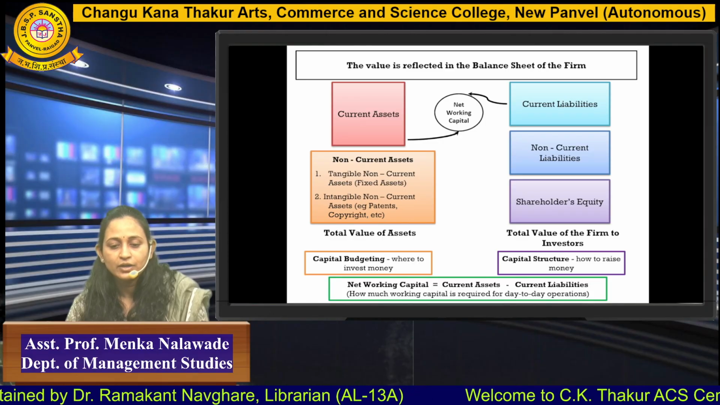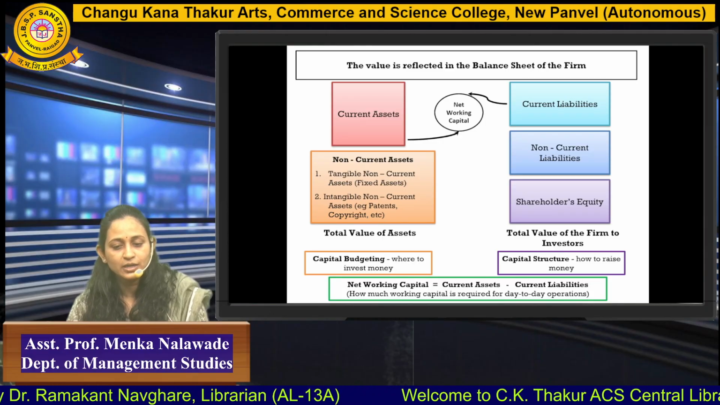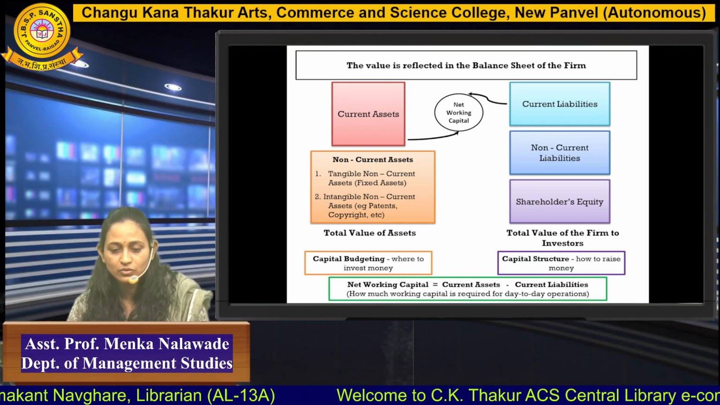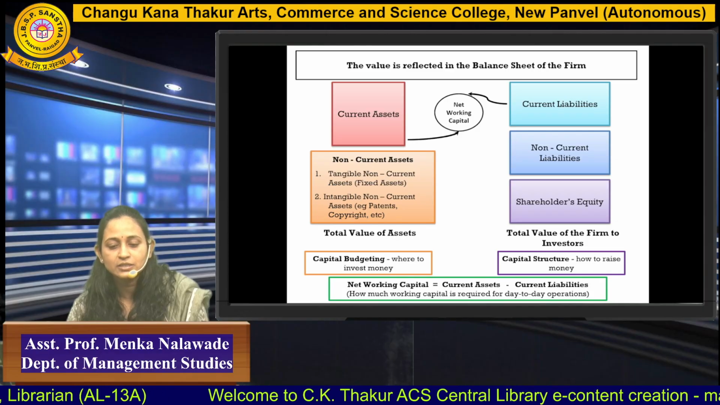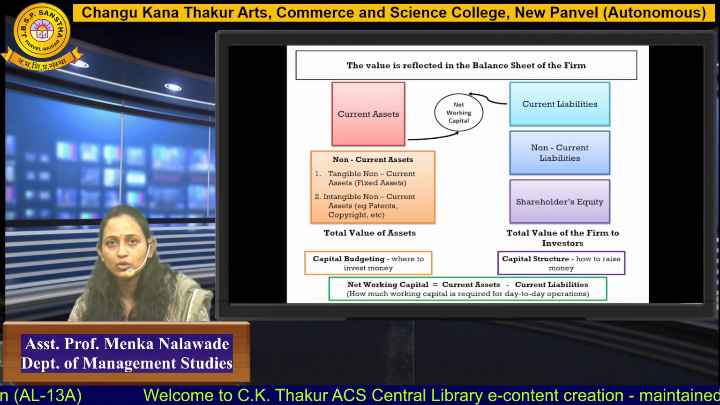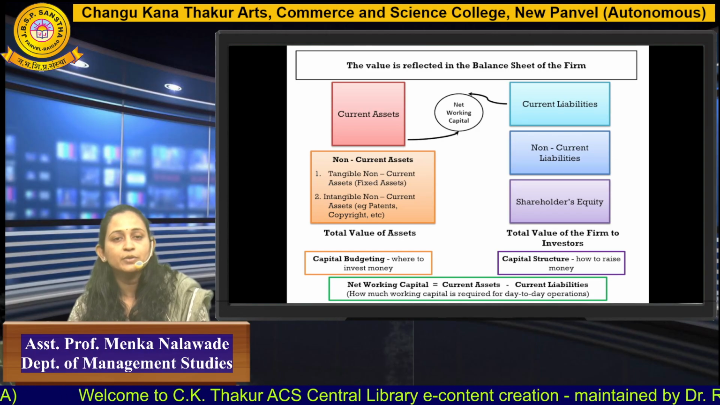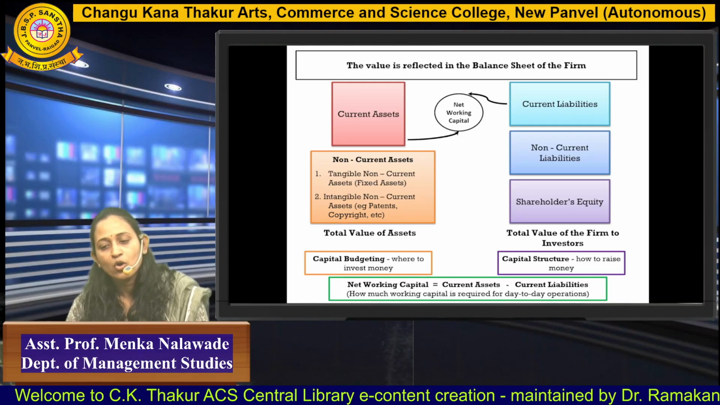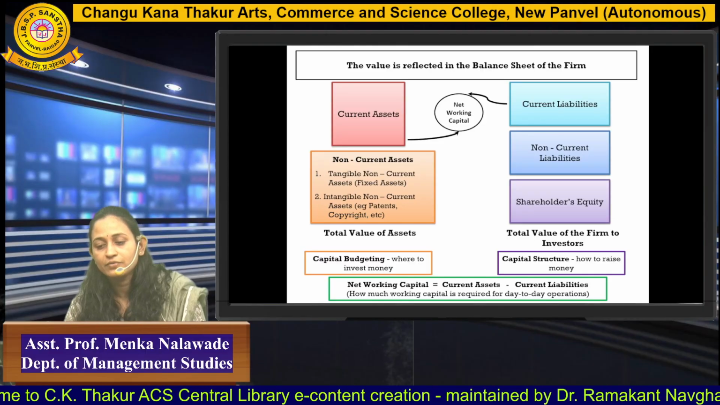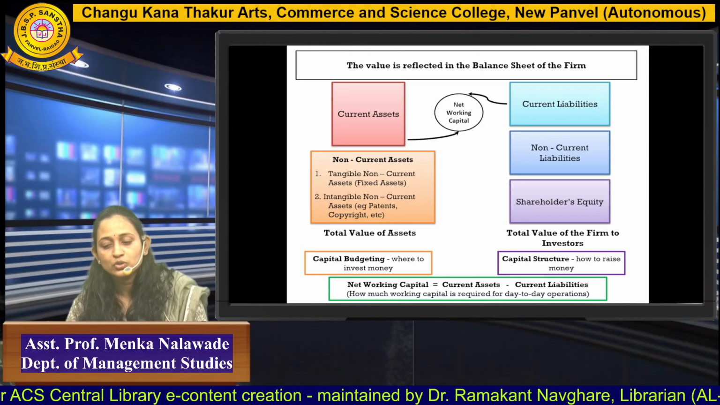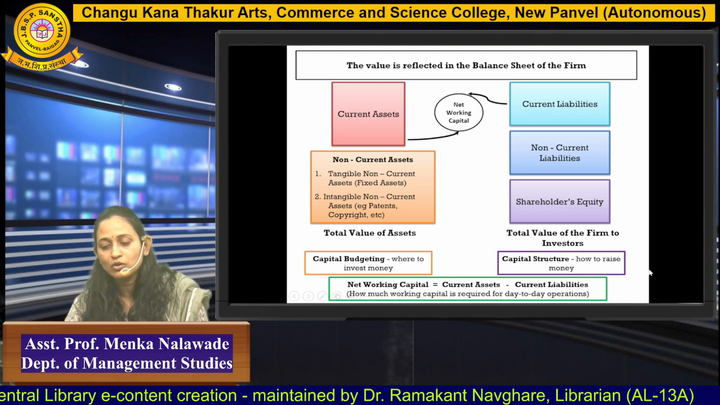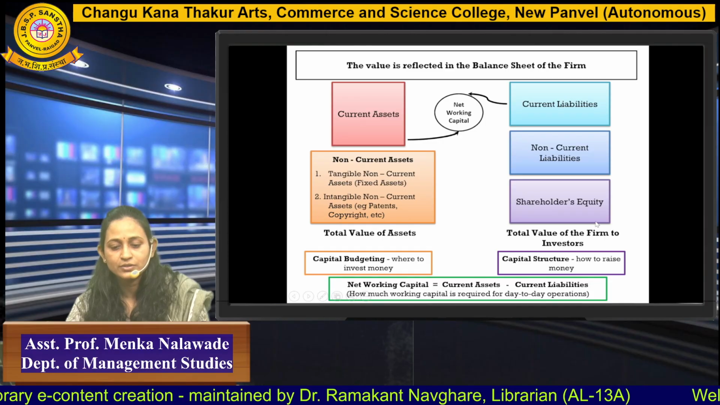On the asset side, we have non-current assets, which are classified as tangible assets, that is our fixed assets, and intangible assets, that is our patents, goodwill, copyrights. So these are my total value of assets. On the right side, you can see that I have non-current liabilities and shareholders' equity. So this is the total value of the firm, of the investors.